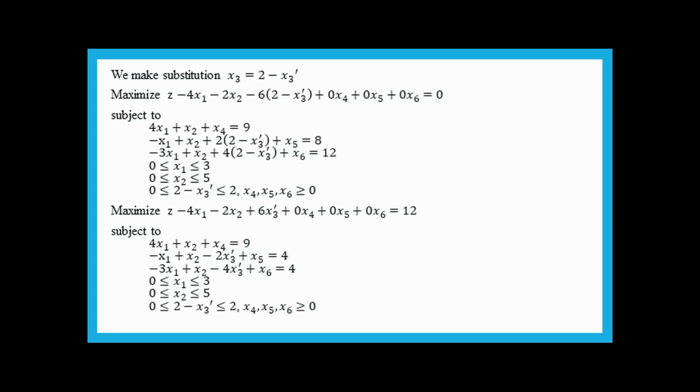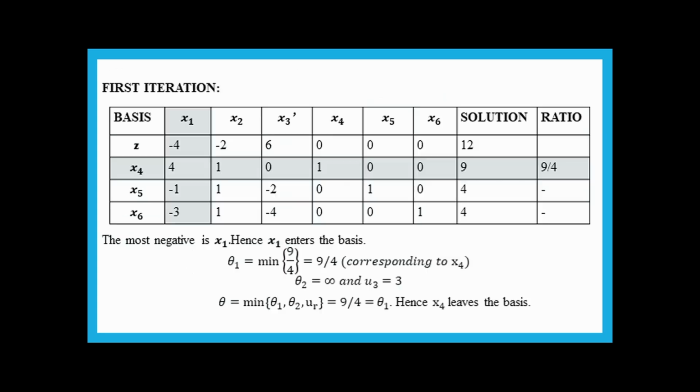Therefore, maximize z equal to 4x1 minus 2x3 plus 6x3 dash plus 0x4 plus 0x5 plus 0x6 equal to 12. Subject to 4x1 plus x2 plus x4 is equal to 9, minus x1 plus x2 minus 2x3 dash plus x5 is equal to 4, minus 3x1 plus x2 minus 4x3 dash plus x6 equal to 4. 0 less than or equal to x1 less than or equal to 3. 0 less than or equal to x2 less than or equal to 5. 0 less than or equal to 2 minus x3 dash less than or equal to 2. All slack variables are greater than or equal to 0.